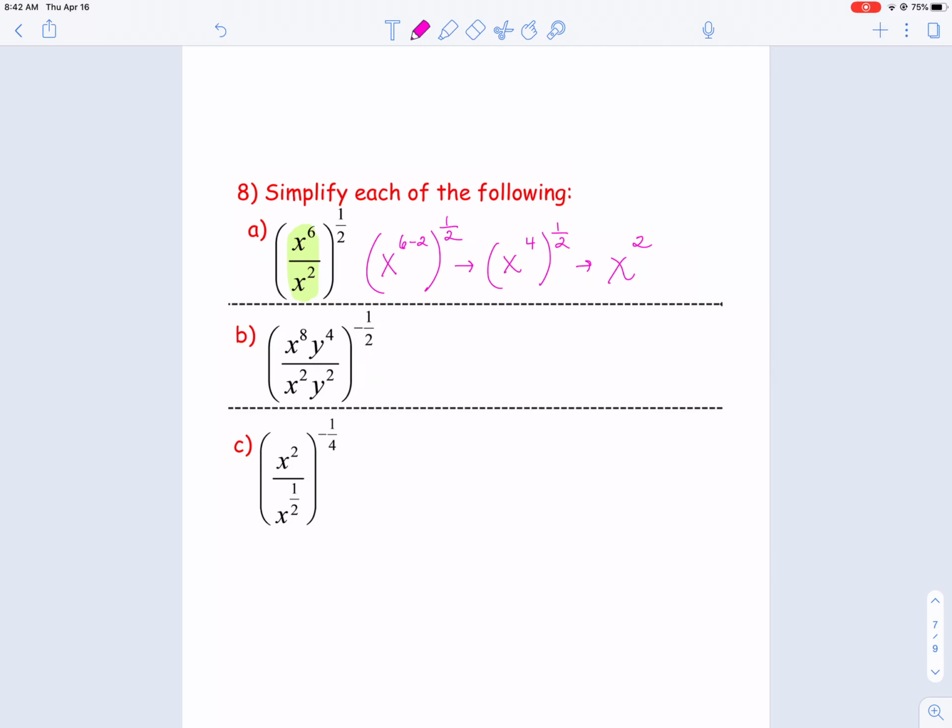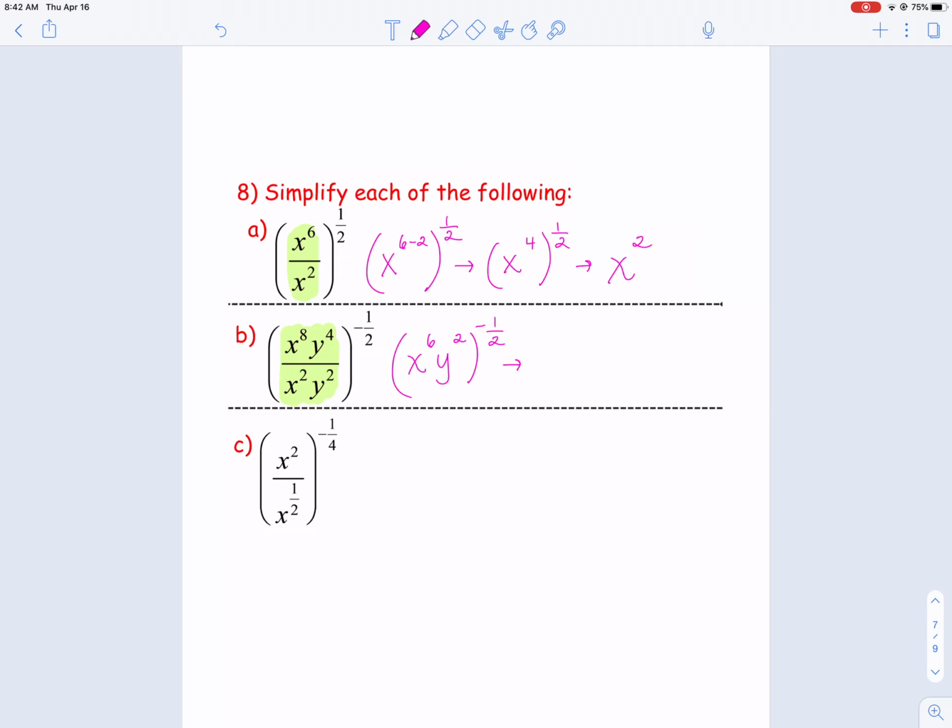Okay, I'm going to do that next one. Now be careful. This is a good one. I'm going to simplify what's in here first. Again, you have the quotient rule. So I subtract exponents and keep my base: 8 minus 2 is 6. Keep my base of y: 4 minus 2 is 2. And that's being raised to the negative 1/2 power. So it's a little bit more difficult.